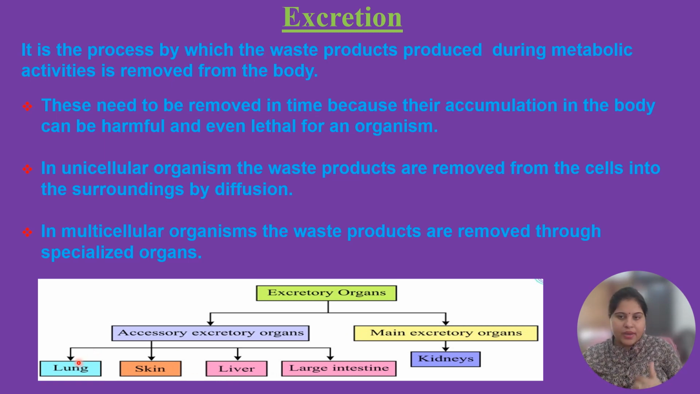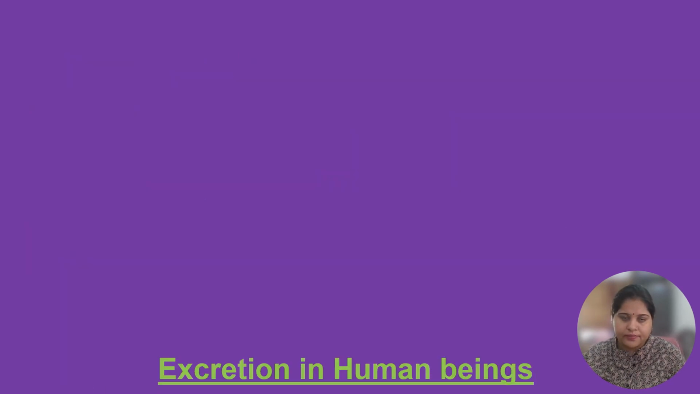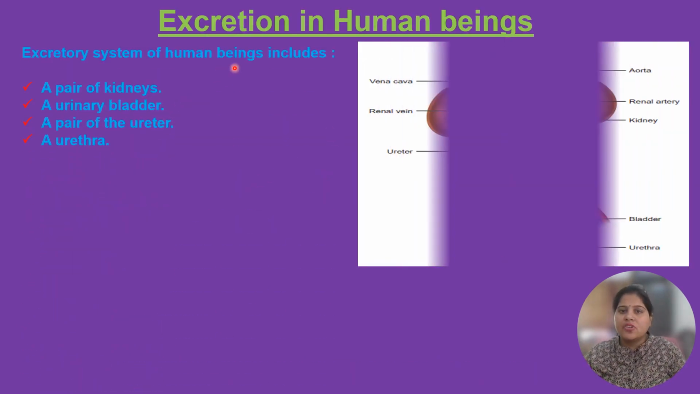Through the lungs, we can remove carbon dioxide as a waste product. Through the skin, some harmful salts and an excess amount of water can be removed in the form of sweat. The liver can detoxify the harmful chemicals which are produced during chemical activities. Now we will learn about the kidney, the main excretory organ, in detail. So, excretion in human beings.